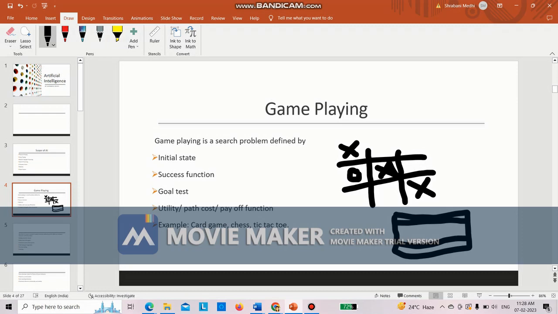Similarly for chess, it will be the tactic position. Now what is the utility or path cost or payoff function? It depends on whoever is defining the problem. Here we can assign a cost of 1 each time a player performs a step. Similarly, in the game of chess, cost can be assigned according to priority also. Suppose if the queen is moved, you can assign more cost. If a pawn is moved, it will be assigned less cost.